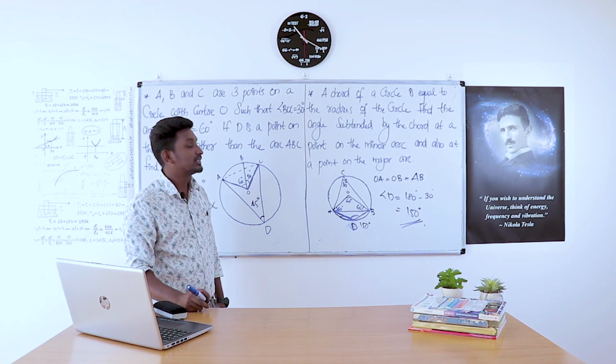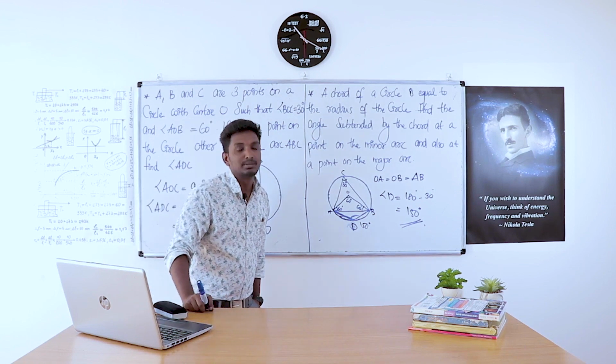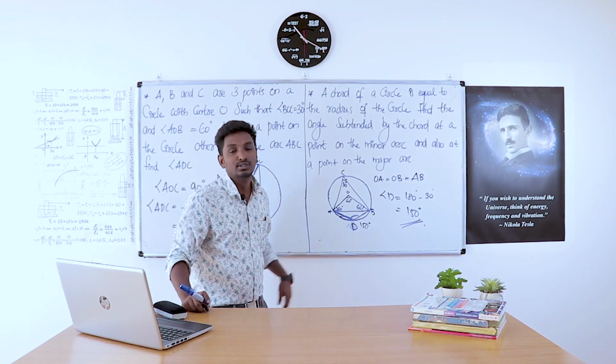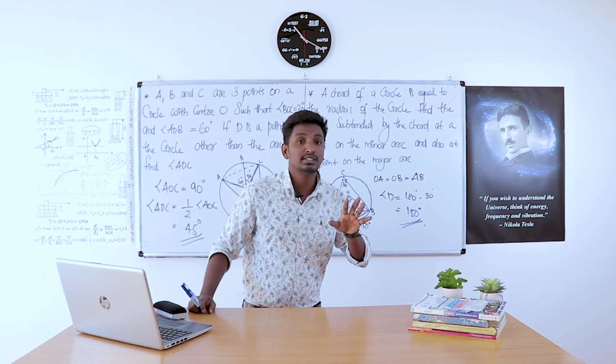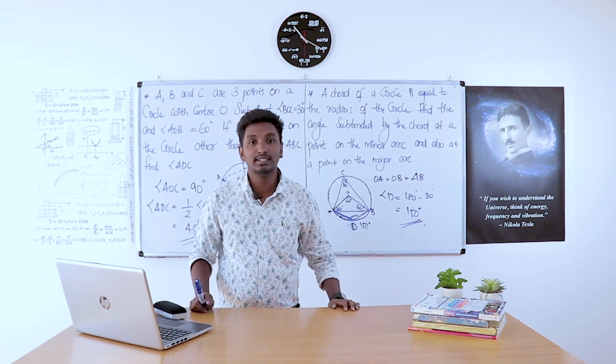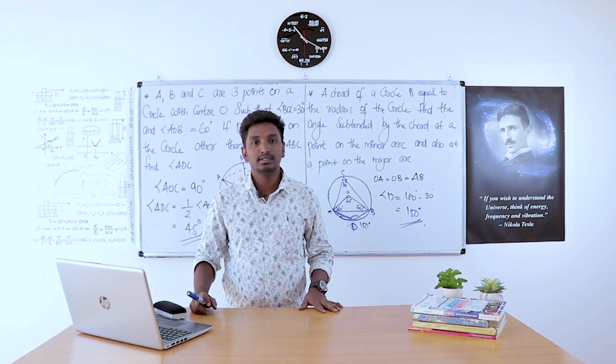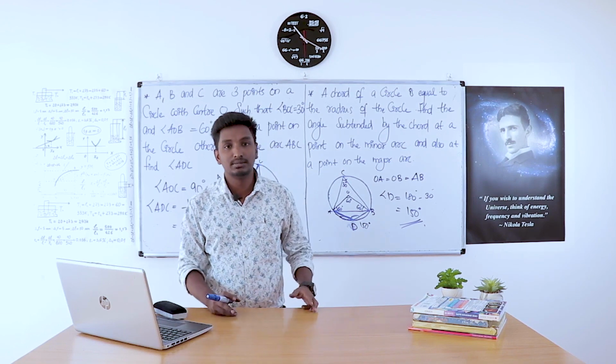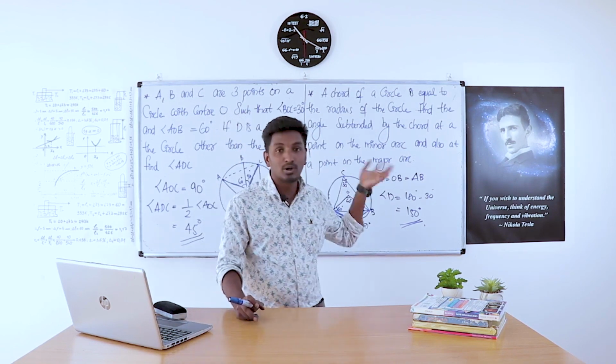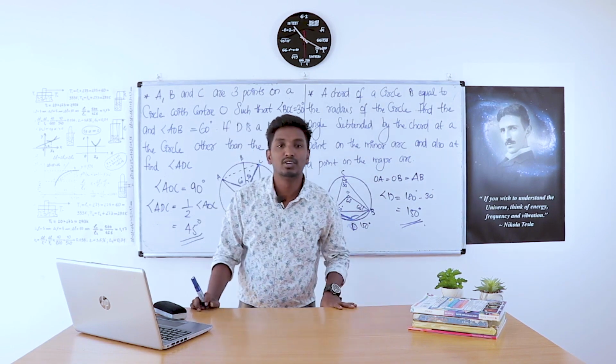That's all about this chapter, chapter number 10, circles. You just go through all the theorems, 1, 2, 3, 4, etc., up to 8. We already discussed 8 theorems. Just memorize all these 8 theorems and then solve problems like this. Then it will be easy for you.